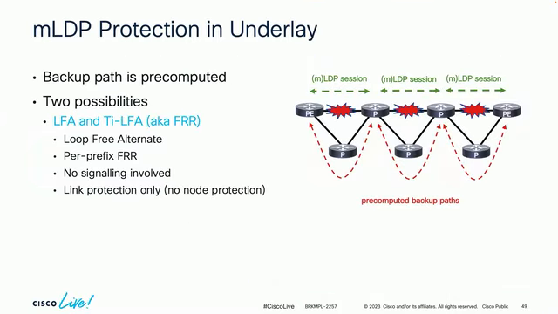With MLDP, we have FRR protection as well, and we have both LFA and TI-LFA. So in this case, when you have an MLDP session running between P and P, in the top layer of the network, each of these links can be protected via LFA or TI-LFA. The backup label will be pre-provisioned and pre-programmed in case of any failure.